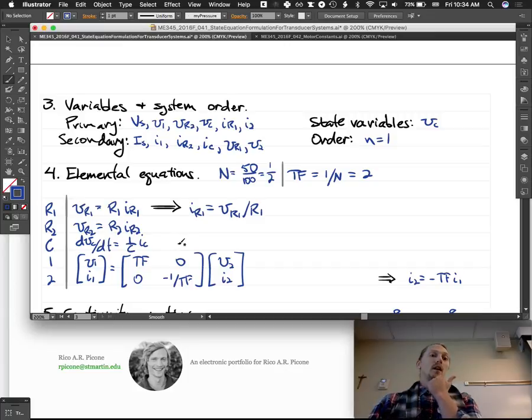So that one's good. Now, what we have here, we have V1 and I1 on the left-hand side. Now, V1 is a state variable. I1 is not, or sorry, V1 is a primary variable, and I1 is not a primary variable. So are we totally screwed? No, you can write those as individual equations. Let's just write them as scalar equations. There's no reason not to.